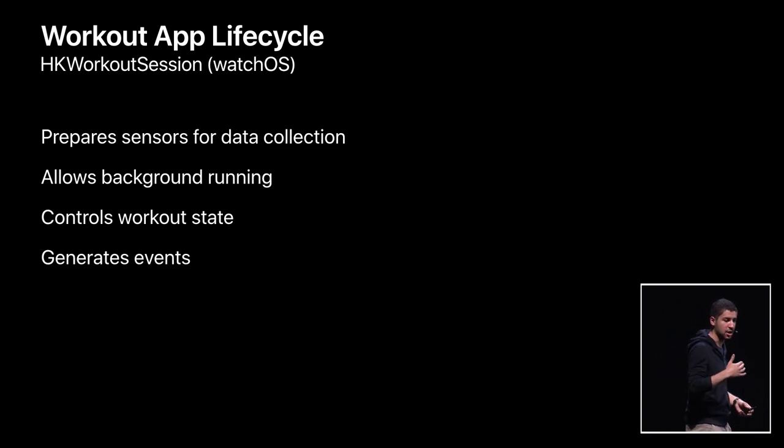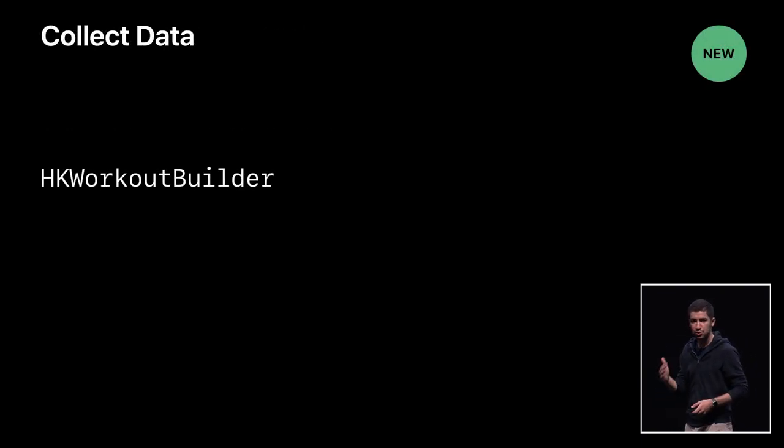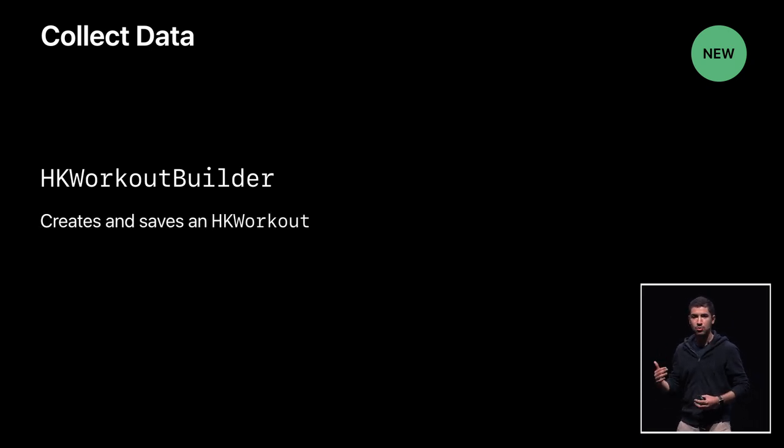But of course, this is not enough. And you also need to collect data that is relevant to the workout that's generated by the device and be able to save it all in HealthKit. And to do just that, I'm really happy to introduce a new class, HK Workout Builder. The Workout Builder is your one-stop shop to collecting data and saving it in HealthKit. So the builder will create and save an HK workout object, which is a representation of a workout in HealthKit.